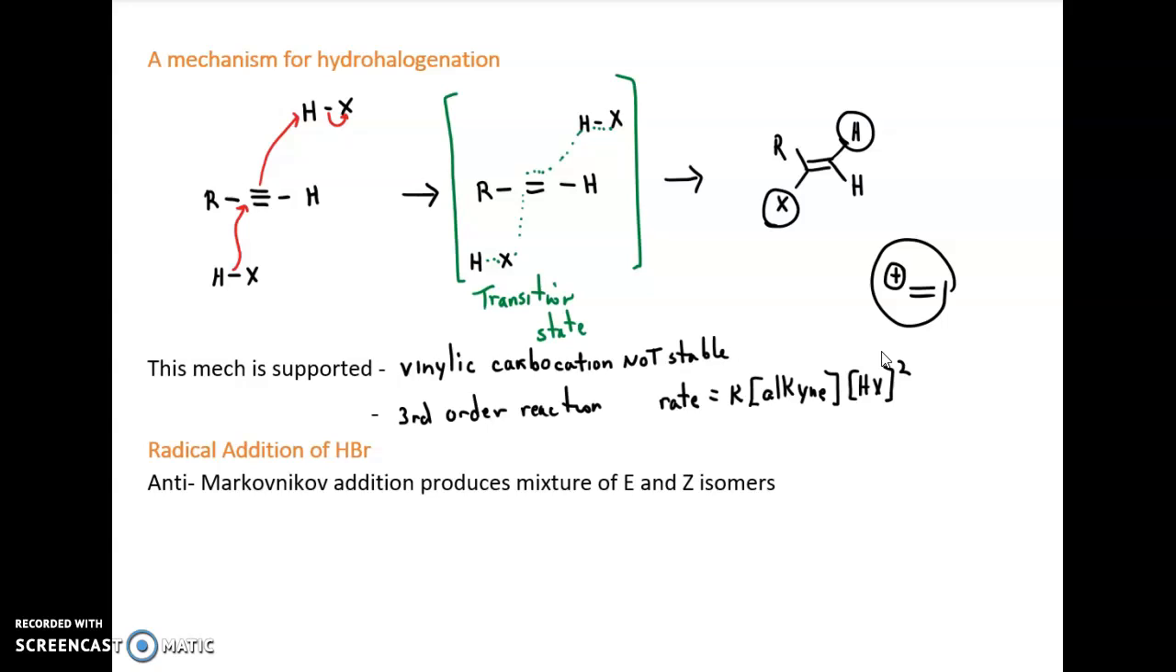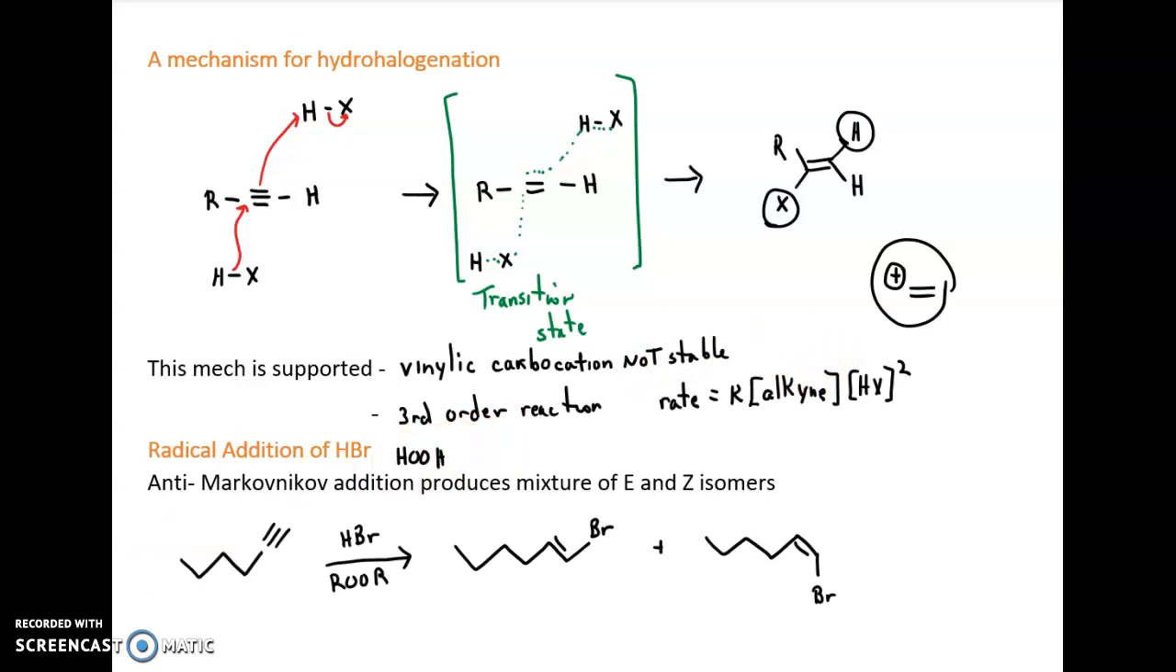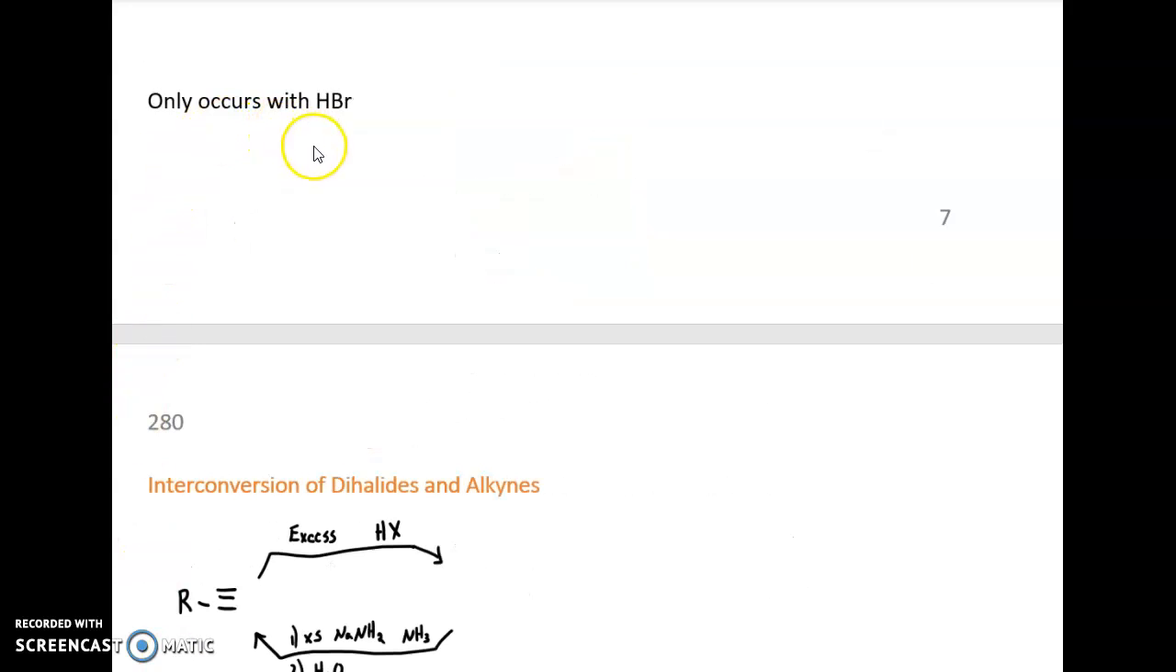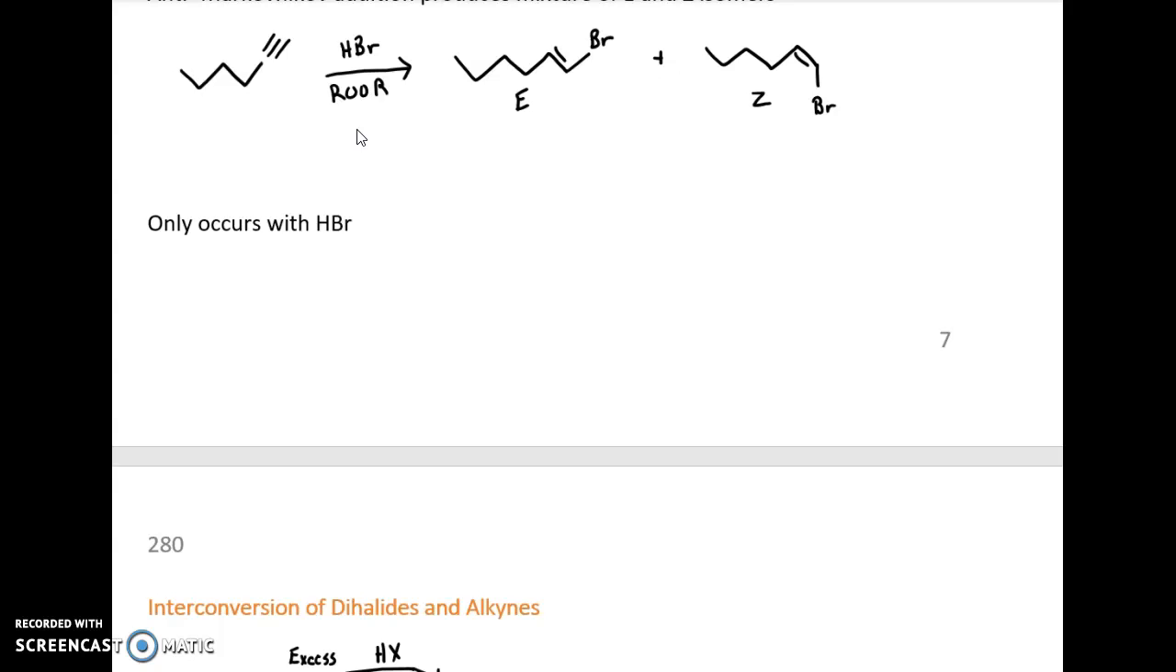So the radical addition of hydrogen bromide, this is when we have a peroxide in the mix and we have anti-Markovnikov addition. It produces a mixture of E and Z isomers. Remembering that Z is the same side, so this is our Z and this is our E. So this only occurs with hydrogen bromide, not hydrogen chloride or hydrogen iodide. So only see this with bromide.